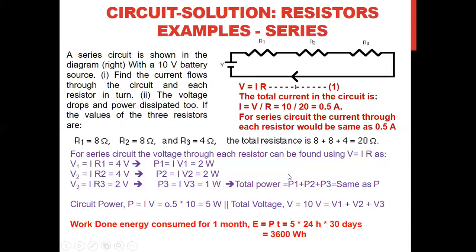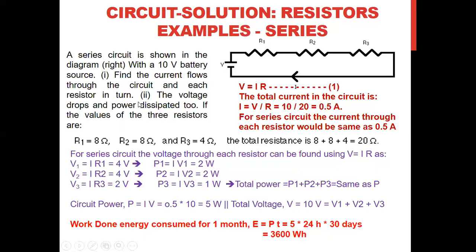Now, what is the total voltage? Voltage is 4 plus 4 plus 2, which means 10. We can see the total source voltage is 10 volt, right? It is the same.